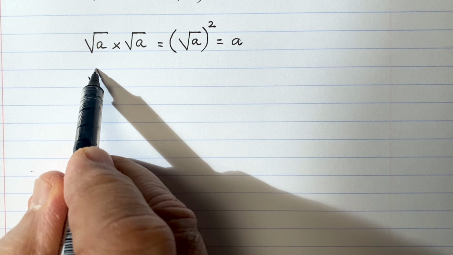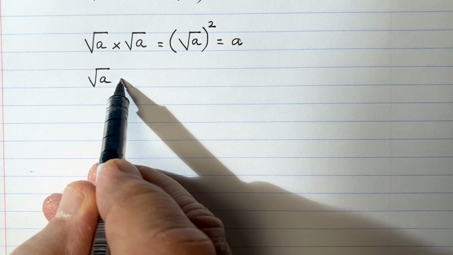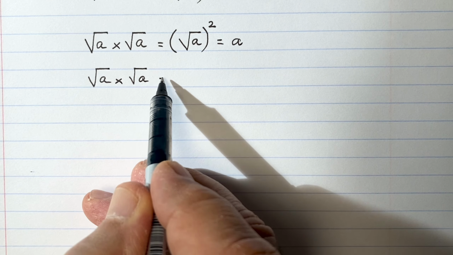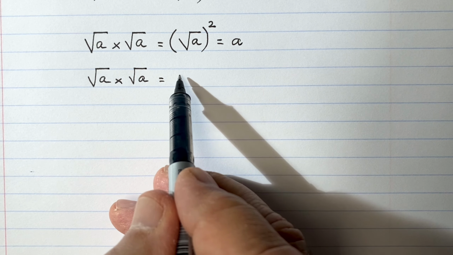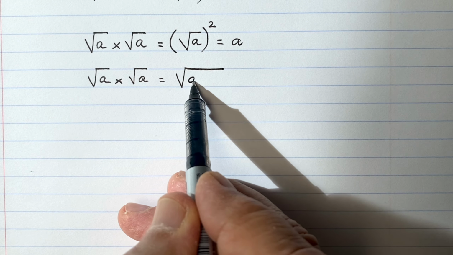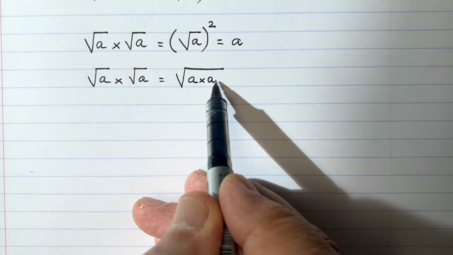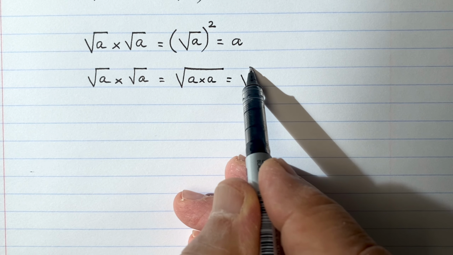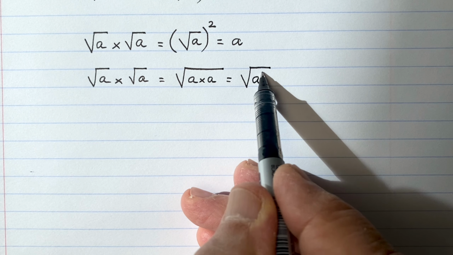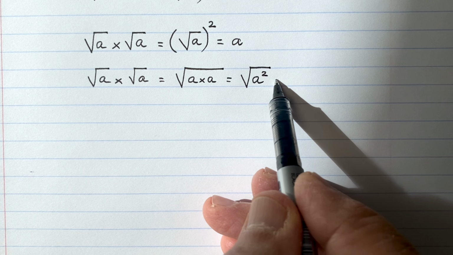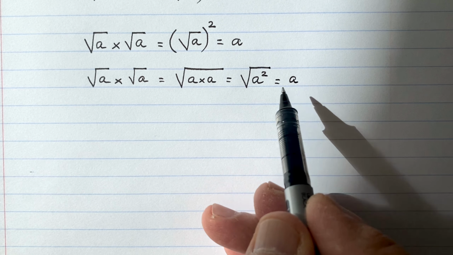Or I could say root of a times root of a. I'm going to make use of the first laws of surds. I can put them both as a multiplication of both together under one root, which makes square root of a squared. But again, square root and square cancels to give me a.